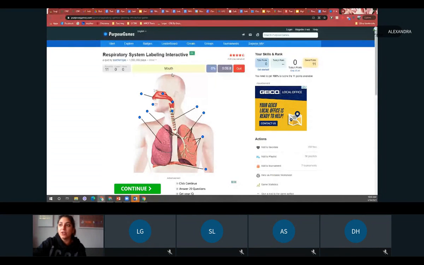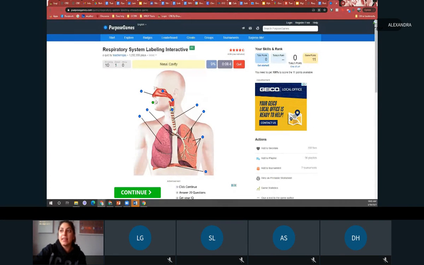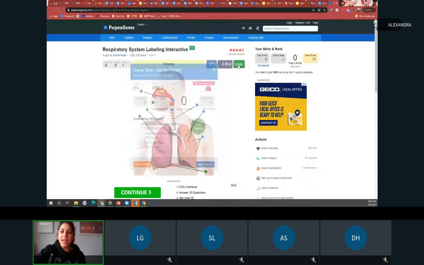I want you to click on, and then you're going to simply click on the dot where that takes place, right? So you're going to want to play this until you get 100%. Okay, so the bronchi tubes, the diaphragm, right? And so we're going to play this a couple of times until you get 100%. And then I want you to tell me what your time was for when you got 100%, okay? So go ahead and play that.